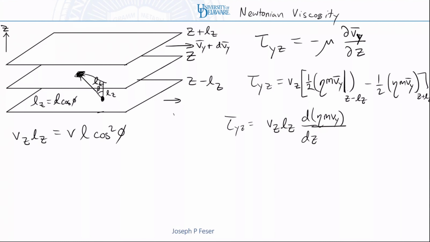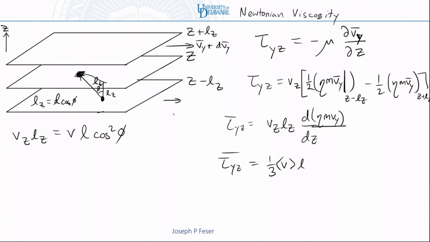We'll need to do a directional average. Doing the directional average, if I average everything, it'll just bring down a factor of 1/3 times VL times that derivative. And then that derivative can be expanded.